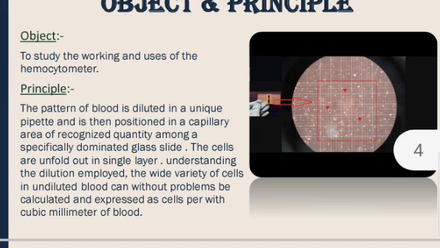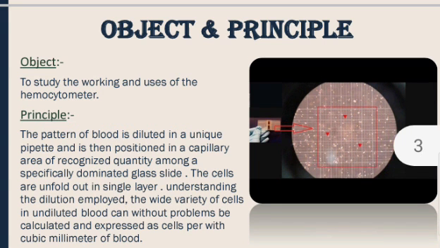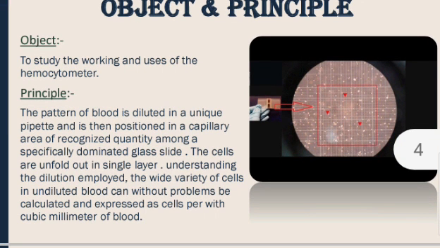Then comes the object. So what is the object of our topic? Our object is to study the working and uses of the hemocytometer, and the principle is the pattern of blood. The blood is diluted in a unique pipette and is then positioned in a capillary area of known quantity on a specially ruled glass slide. The cells are spread out in a single layer. Understanding the dilution employed, the number of cells in undiluted blood can easily be calculated and expressed as cells per cubic millimeter of blood.